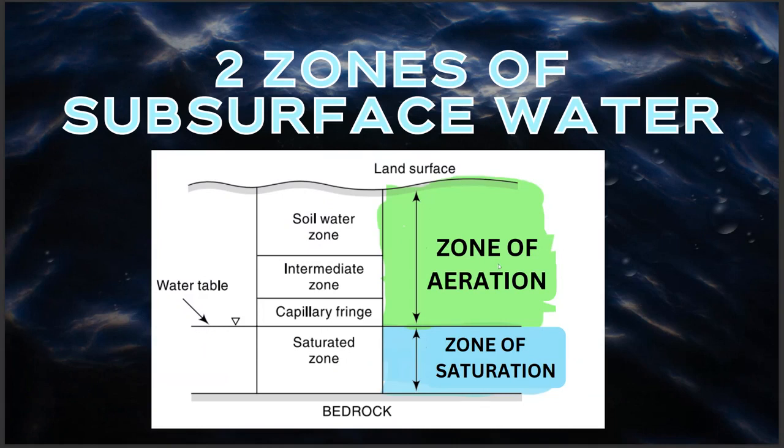Meron tayong tinatawag na zone of aeration and zone of saturation. So yung zone of aeration, these are voids that are still occupied by air. So yung soil water zone, intermediate, and yung capillary fringe. So soil water zones is where infiltration happens. Percolation happens in the intermediate and the capillary fringe.